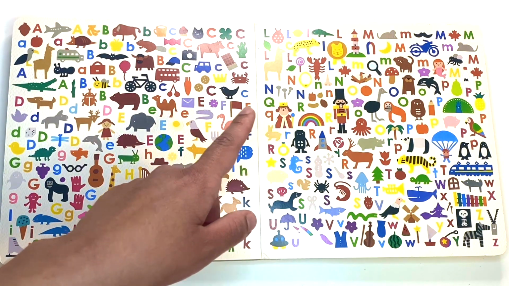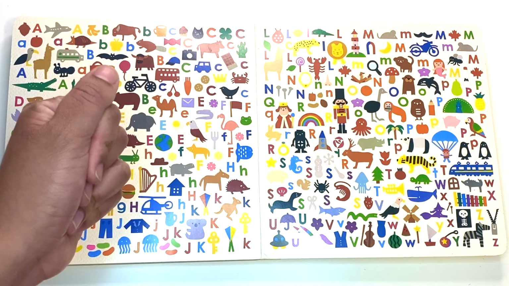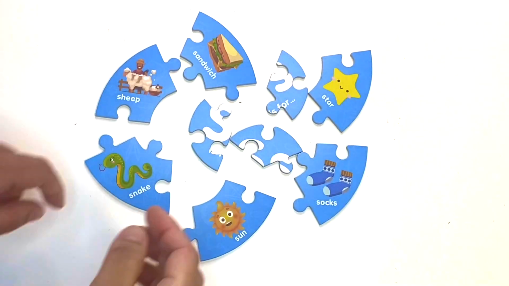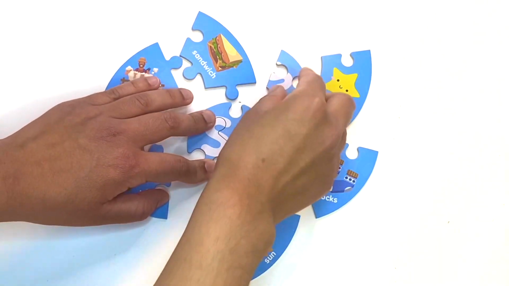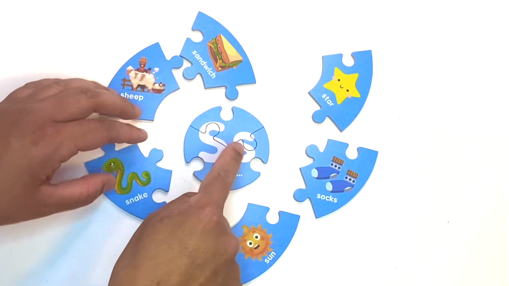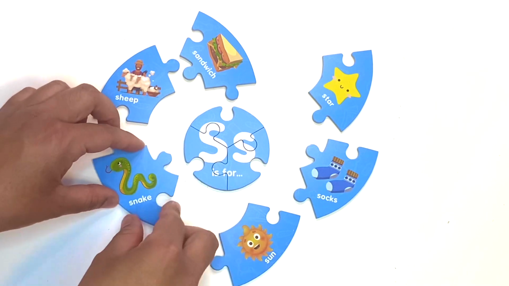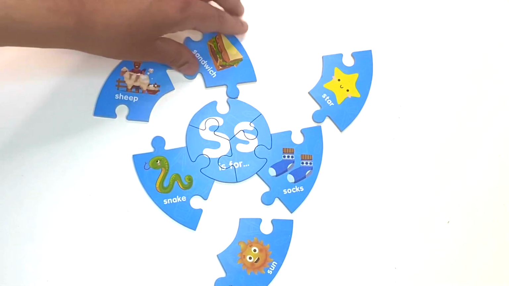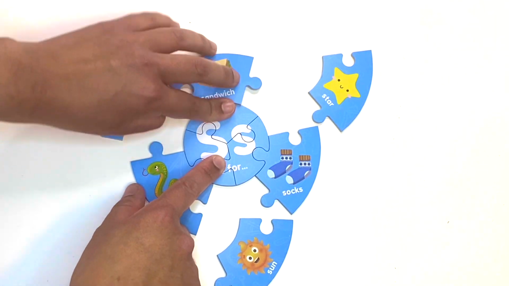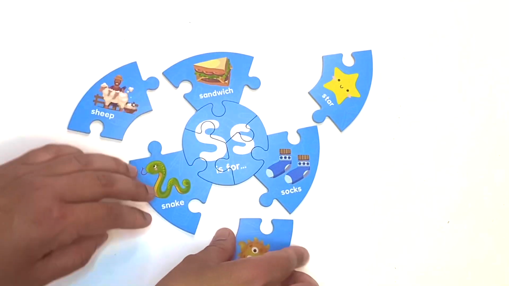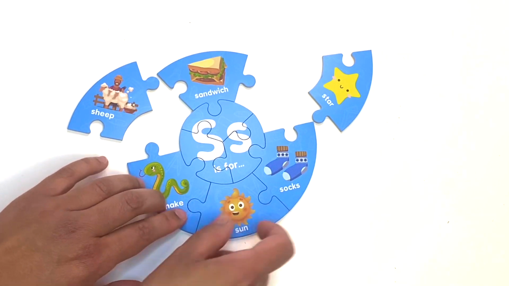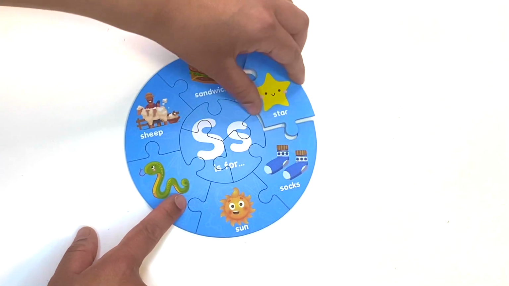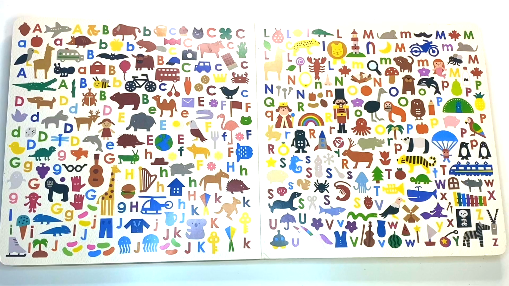S is the next letter. Where's the letter S? There's some capital S's and lowercase. Okay, let's see. Ooh. S is for snake. Socks. A yummy sandwich. Ooh, the beautiful warm sun. Fluffy sheep. And a shining star.